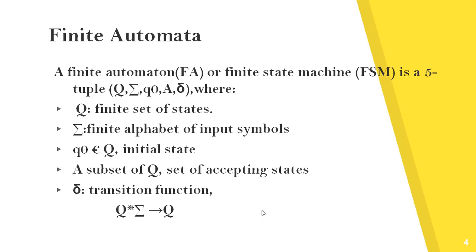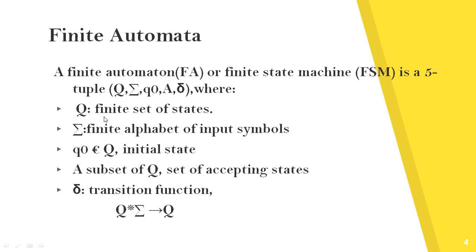Simply, we define finite automata, or finite automaton, or finite state machine. Here I am using three keywords. A finite automata, a finite automaton, or a finite state machine is a five tuple. Five tuple means it consists of five parameters. Which are those parameters? The first parameter is capital Q, and that parameter represents a finite set of states.